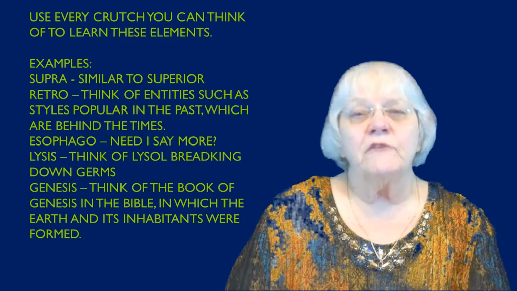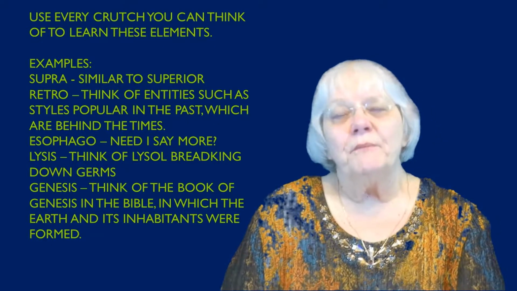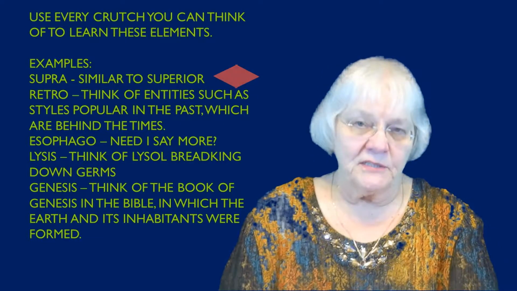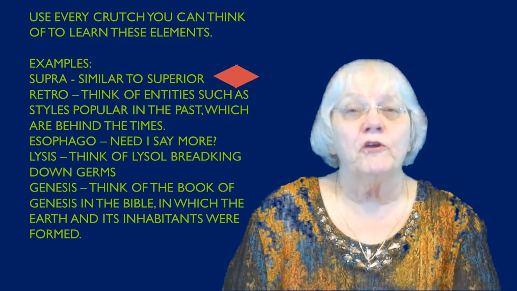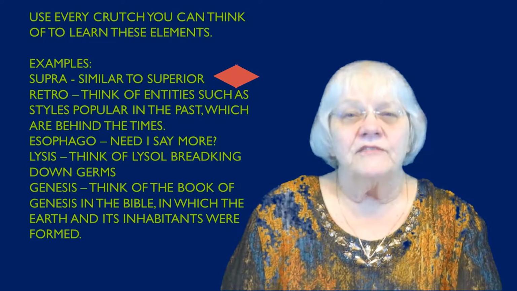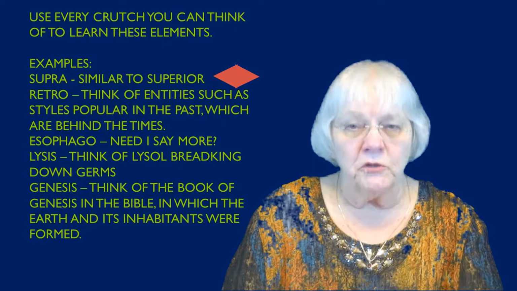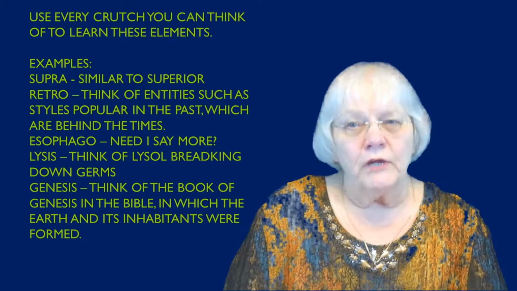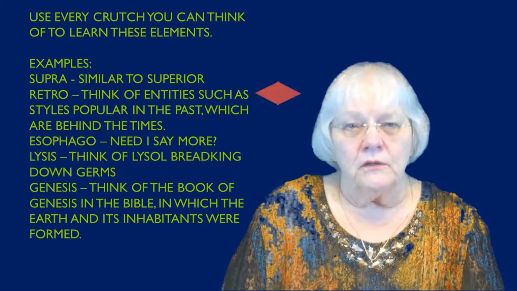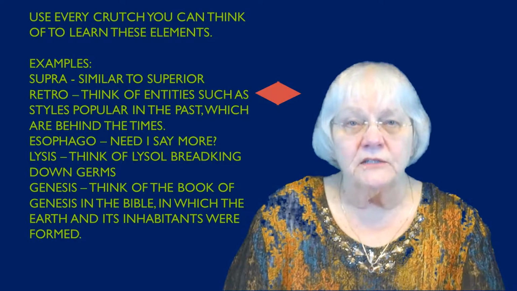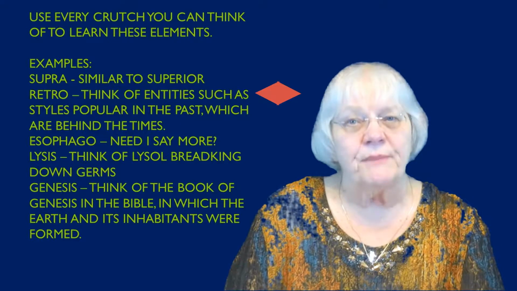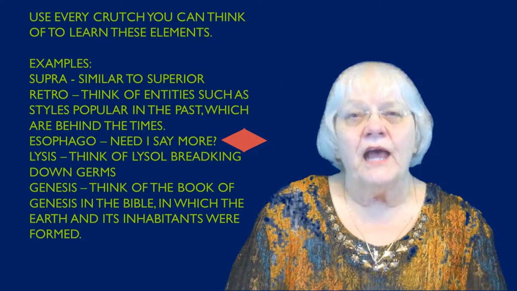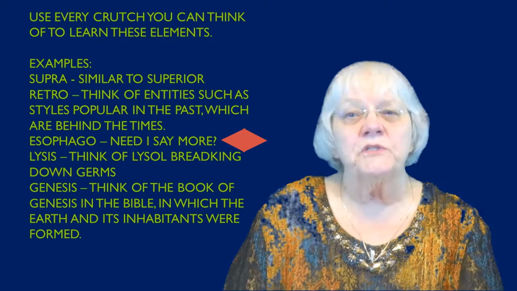But I want you to use every crutch you can think of to remember these terms. I think supra is easy. If something is suprarenal, it means it's superior to the kidneys. And if someone acts superior to you, they act like they're above you. So above is supra. Retro, think of people who have retro taste in furniture and that sort of thing. Retro means behind. Esophago, easy to see how that would be a real easy one to learn.